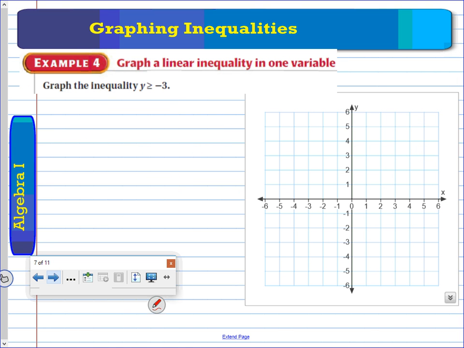Okay, this one, what do you notice? There's no x-coordinate. So this has to be a horizontal line. So remember, when we're graphing the boundary line, just for a second, pretend it's an equation. We all know what that graph looks like. It has to be a horizontal line. Okay, so we know it's going to be a horizontal line right here. Now go back and check, should it be solid or dotted? In this case, it's solid.